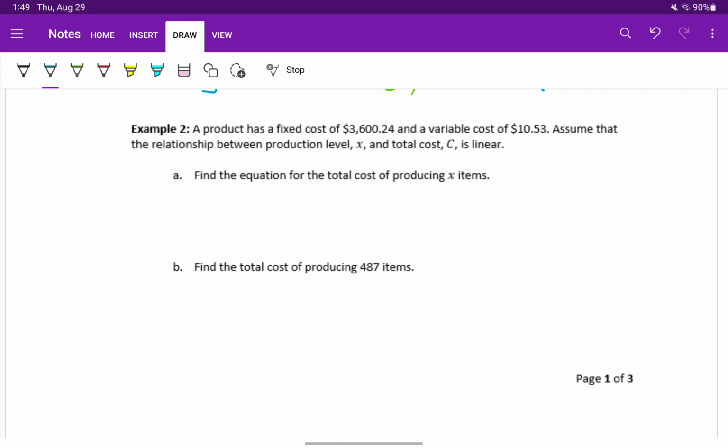In example 2, we have a product that has a fixed cost of $3,600.24 and a variable cost of $10.53. Assume that the relationship between production level and cost is linear, so we know we'll have something in that slope-intercept form. We want to find an equation for the total cost of producing X items. So we're told that we have a fixed cost. That's whatever it costs to set up the equipment, whatever we have to pay to create this product.